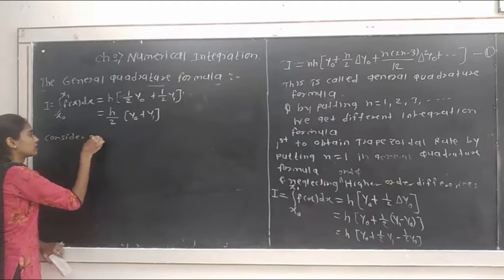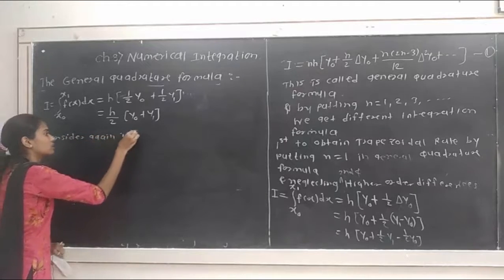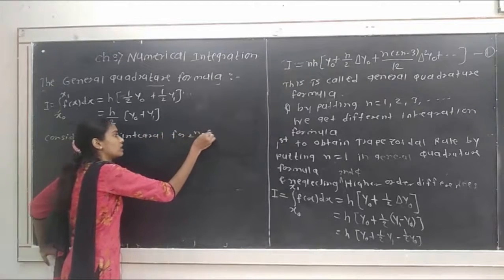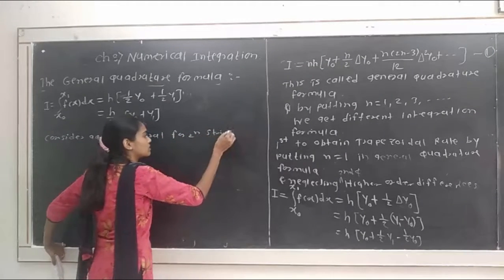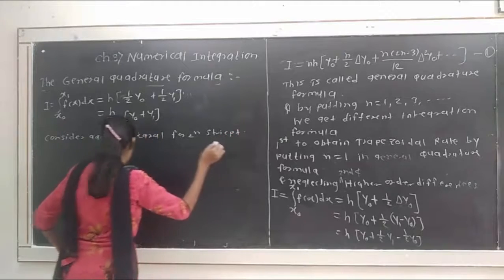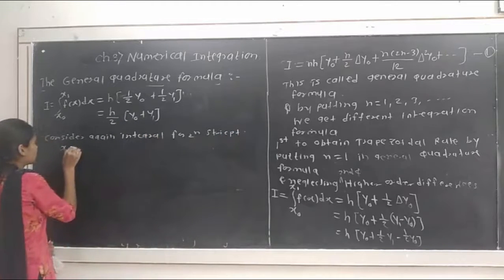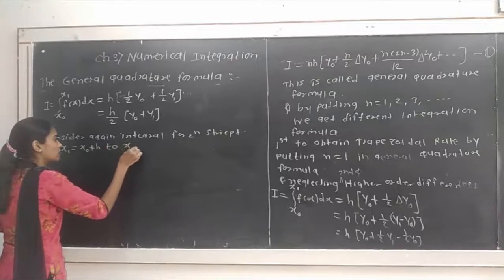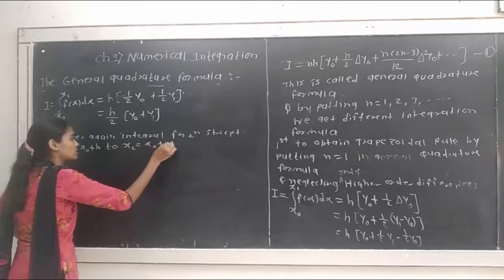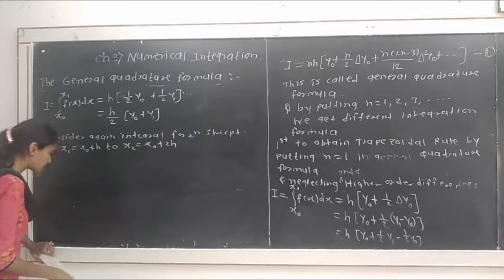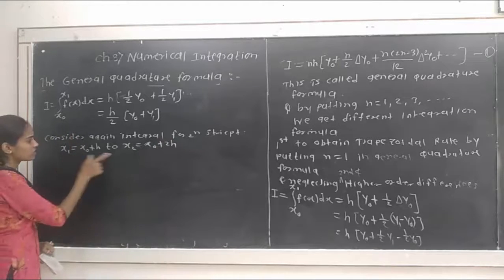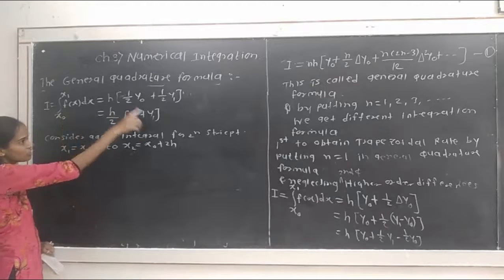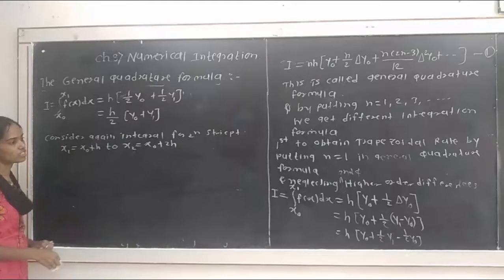Again, if we consider the integral for the second strip, that is, x1 is equal to x0 plus h, x2 is equal to x0 plus twice h. We consider this integral up to x2. Here we find the integral using the Newton-Cotes quadrature formula by putting n equal to 1.